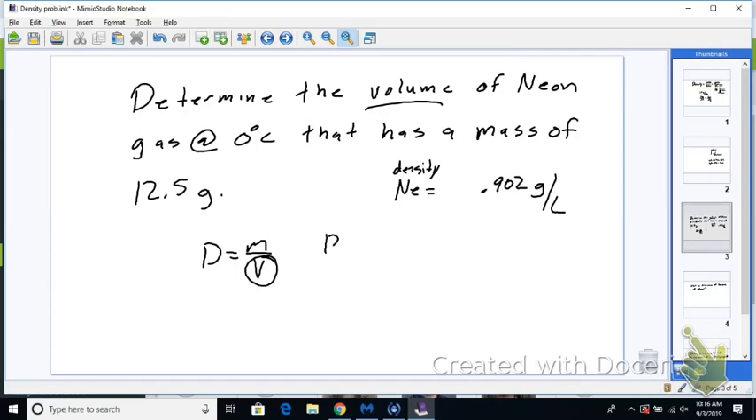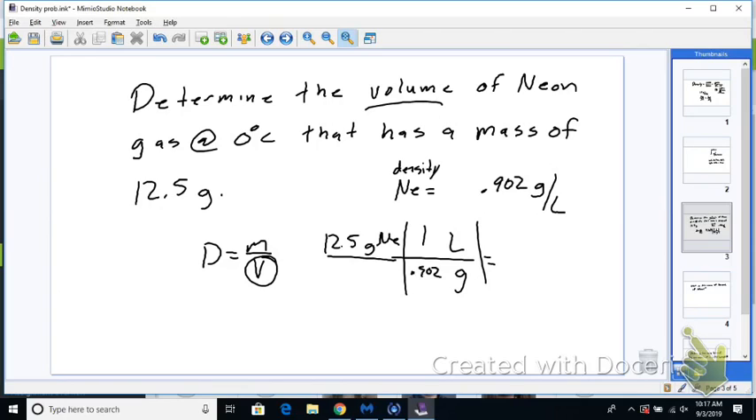I'll go 12.5 grams. Some of you like to put the conversion out in front. Put the measurement out in front of neon, for example. Then down below, you're going to put grams, and up here you're going to put liters. And so you say for every 1 liter I have 0.902 grams. And then you get your answer.